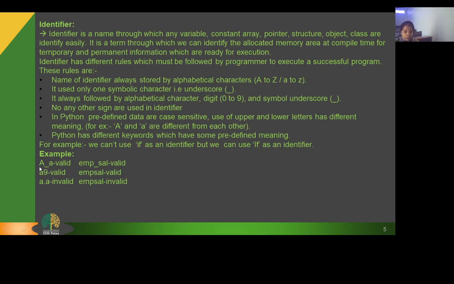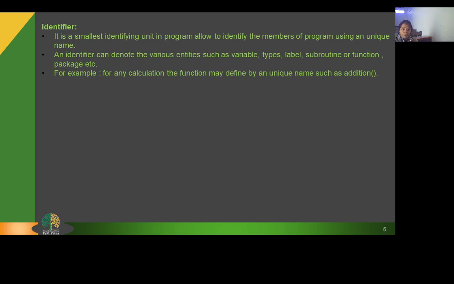Here there are some examples of identifiers which define which identifier name is valid or which identifier name is invalid. So basically, an identifier is defined as a small unit which identifies the content or the member of the program with some unique name.